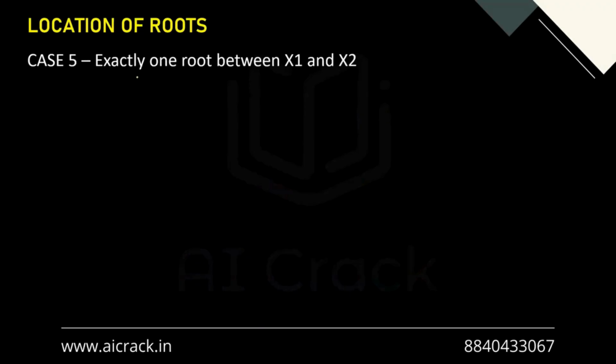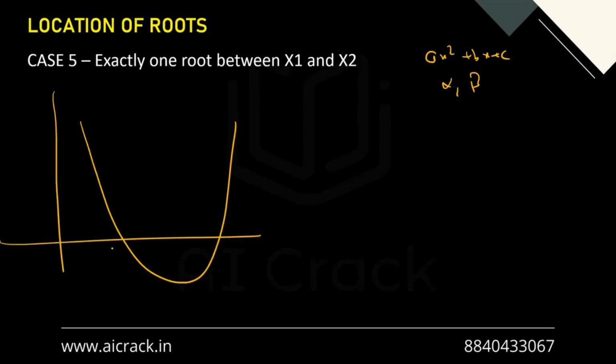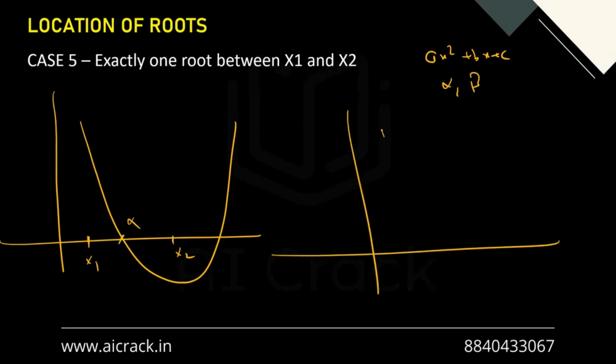And now let's talk about case 5, which is one of the easiest cases. So we have exactly one root between x1 and x2. Let's start from the basics. ax square plus bx plus c, and alpha and beta are the roots, right? So we again start from an upward facing parabola. Let's say x1 is over here, x2 is over here, and this is a root alpha. You can also have a case like this one where x1 is over here, x2 is over here, and this is our root beta. This is alpha and this is beta, right?